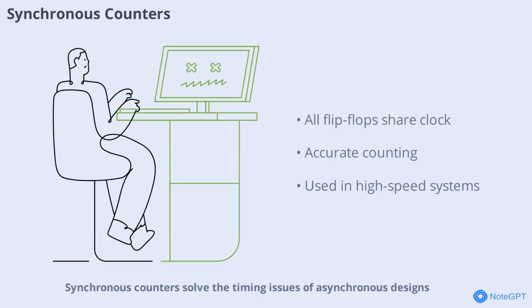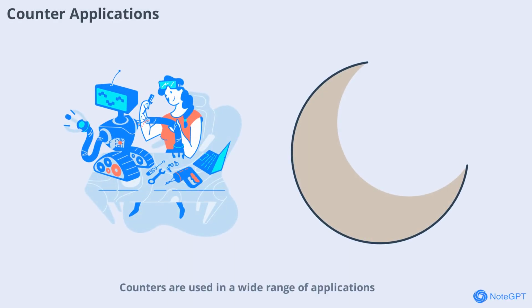Synchronous counters solve the timing issues of asynchronous designs by connecting all flip-flops to the same clock signal. This ensures that all flip-flops update simultaneously, providing accurate and reliable counting. Synchronous counters are preferred in high-speed applications and are commonly found in digital systems that require precise timing, such as processors and communication devices.